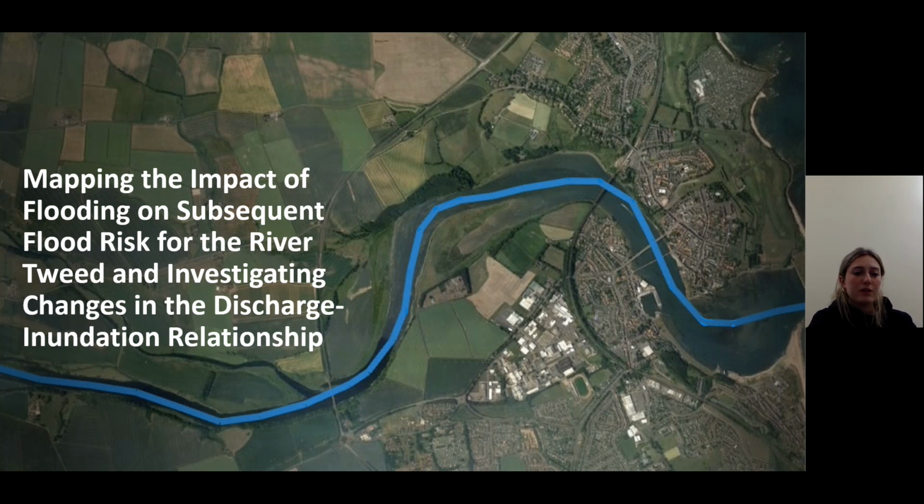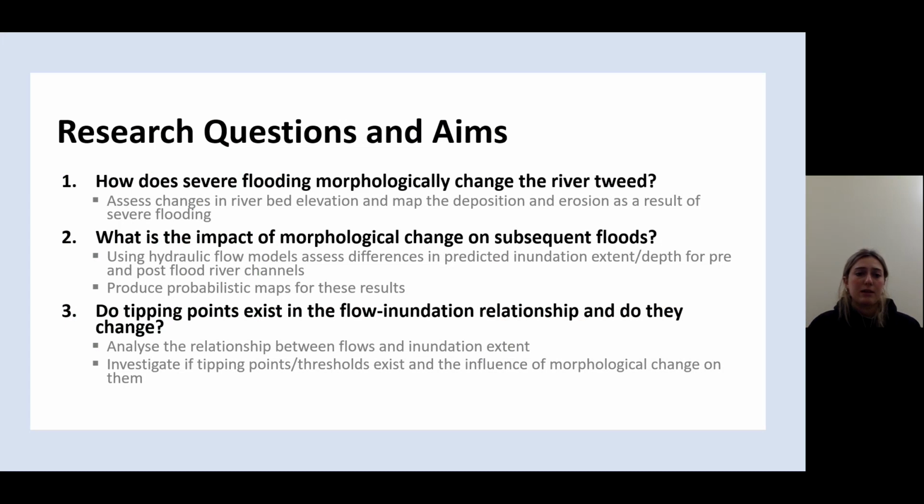So the key research questions and research aims for this project are, firstly, how does severe flooding morphologically change the River Tweed? And to answer this, I would have to assess the changes in riverbed elevation and map the areas of deposition and erosion which have taken place as a result of flooding. And then secondly, what is the impact of morphological change in subsequent floods?